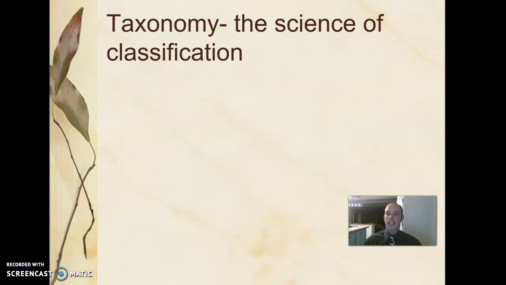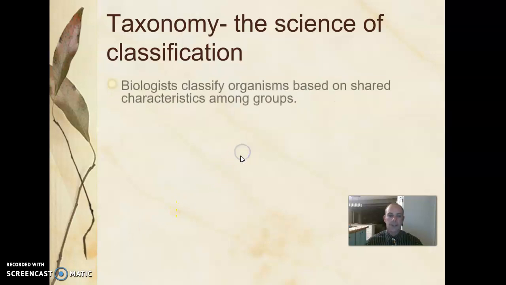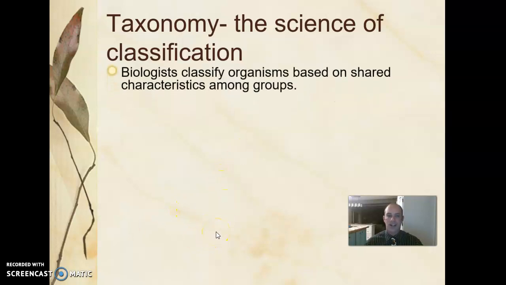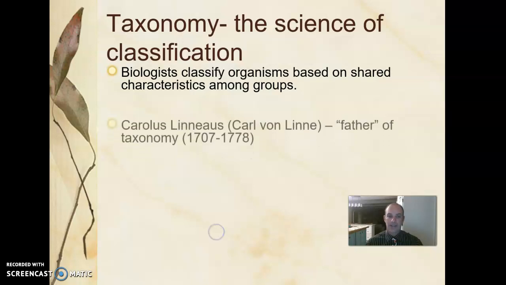So the study of classification is called taxonomy. It's a vocab term you're going to need to know, so make sure you get that one down. Biologists classify organisms based on shared characteristics, meaning things that look similar, whether it be traits or where they live, some similar habitat. Those would all be organisms classified on similar characteristics.